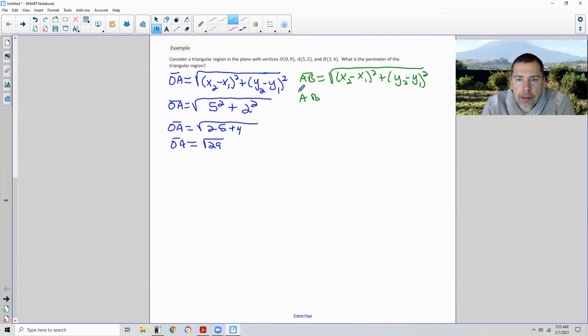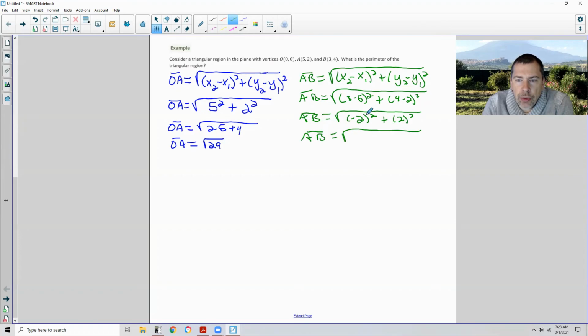So AB is going to equal, so now we're doing A and B, well, 3 minus 5 squared plus 4 minus 2 squared. So AB is going to equal negative 2 squared plus 2 squared. Well, negative 2 squared is 4, and 2 squared is 4, and 4 plus 4 is 8. So I'm just going to save a step here and say it's the square root of 8. Okay, so that's that.